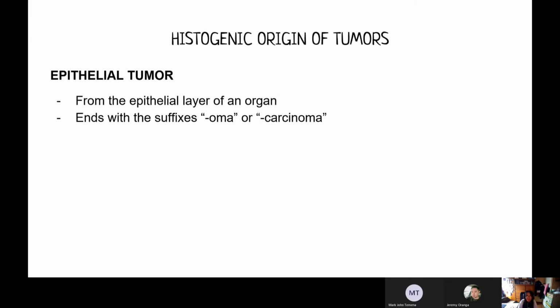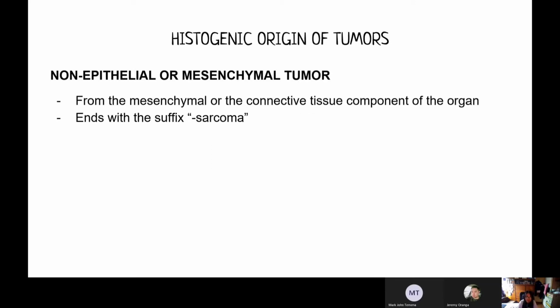Okay. So next we have the histogenic origin of tumors. We have two. First, the epithelial tumor, which, from the name itself, comes from the epithelial layer of the organ. So its suffix ends with oma or carcinoma. Next we have the non-epithelial or mesenchymal tumor, from the mesenchymal component of the organ, or the connective tissue component of the organ. So it ends with the suffix sarcoma.